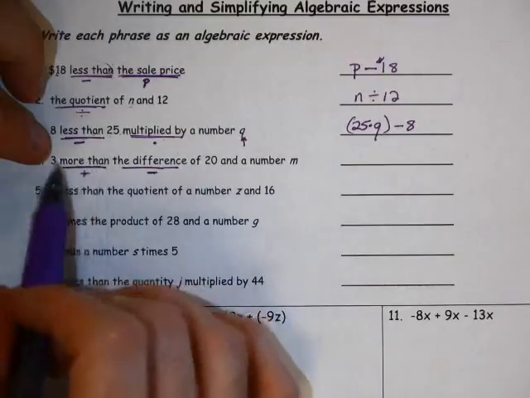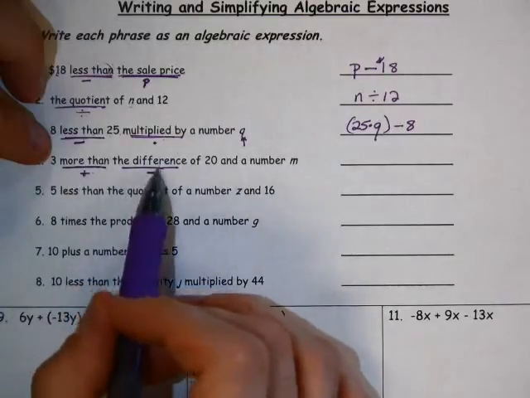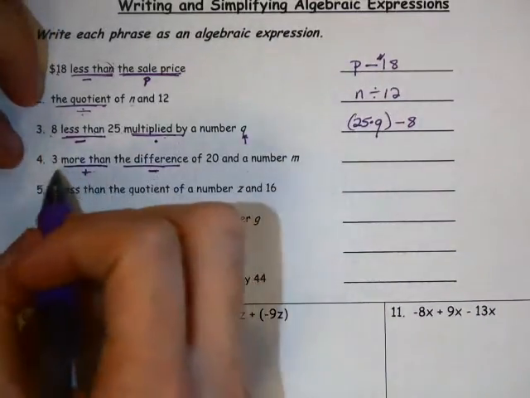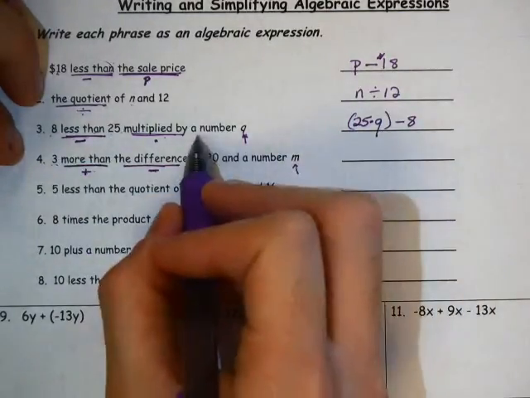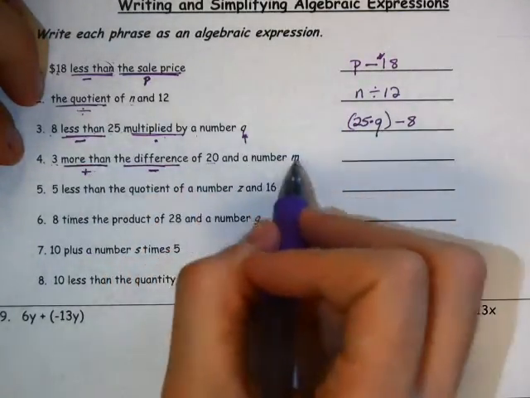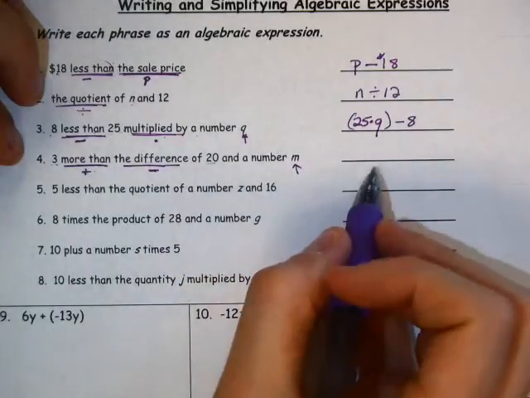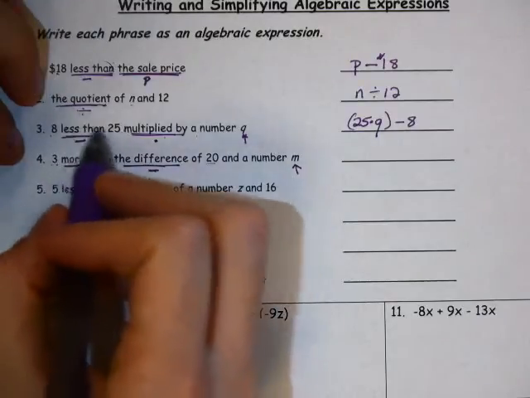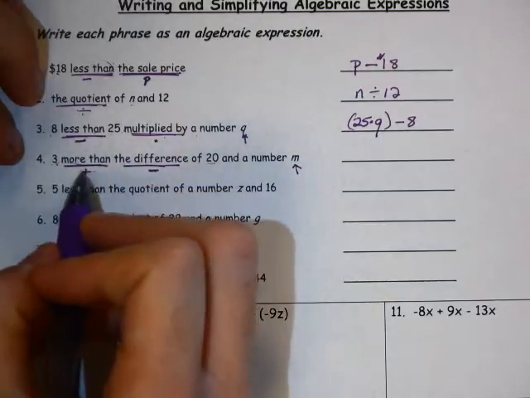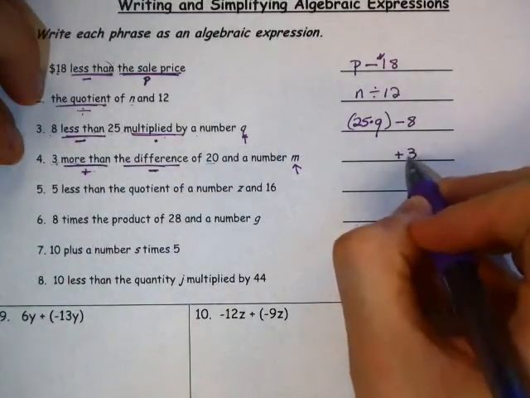The sentence is saying we need to add something, and then we also need to take the difference of something. And we have 3 somethings that we're talking about. The 3, 20, and a number m. Just like over here, a number q, that's the variable q. This is going to be the variable m. All right, so let's order this. So 3 more than. It looks just like less than, and order for addition won't matter. So we're going to go ahead and say 3 more than.